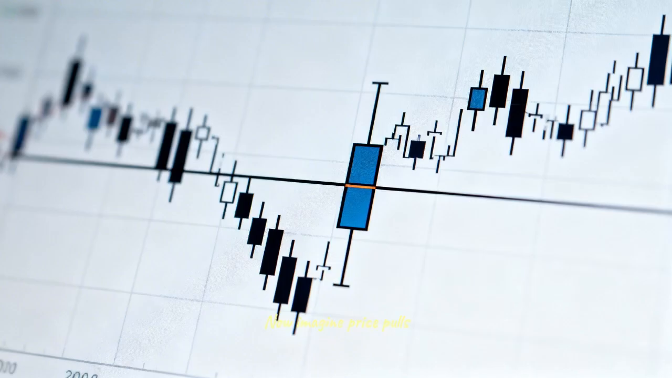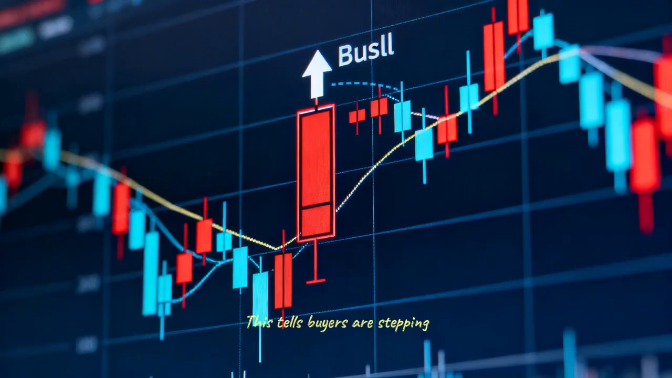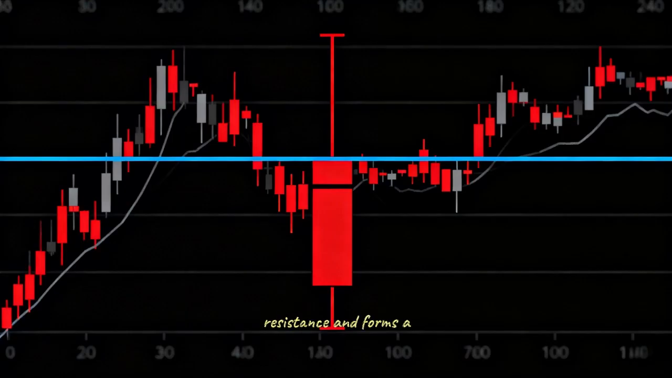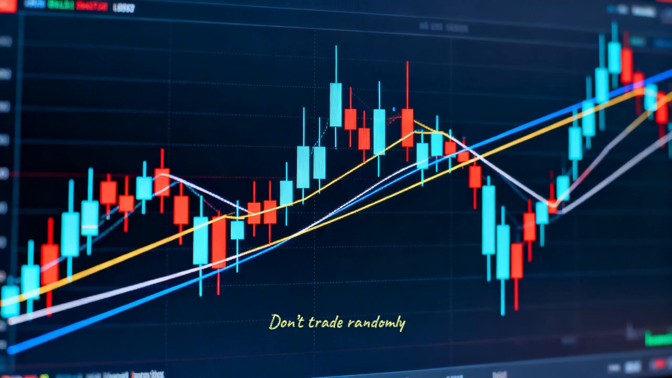Now imagine price pulls back to a previous support level and forms a bullish engulfing candle. This tells us buyers are stepping back into the market. That could be a potential buy opportunity. On the other hand, if price forms lower highs and lower lows, we're in a downtrend. If price retraces to resistance and forms a bearish rejection candle, that could signal a potential sell opportunity. The key takeaway: don't trade randomly, trade with structure, follow the trend.